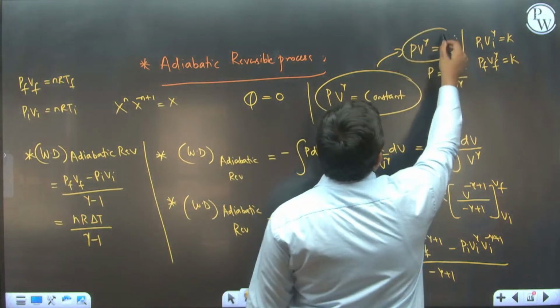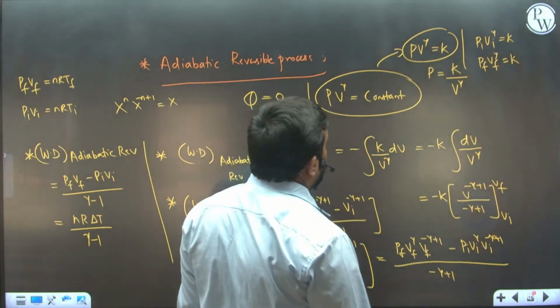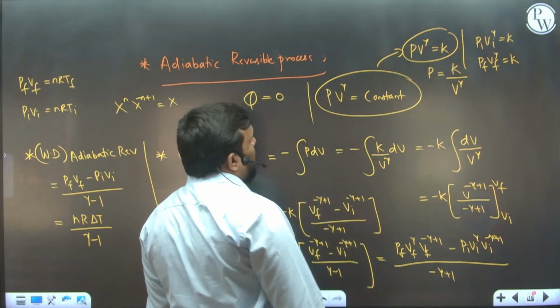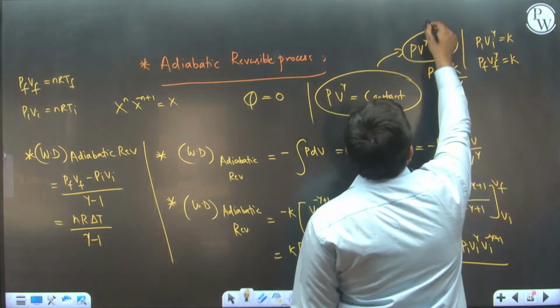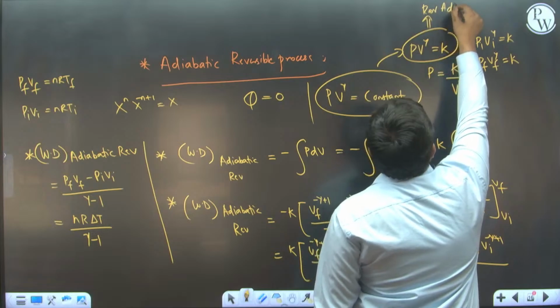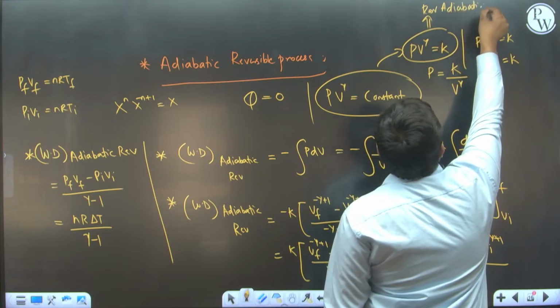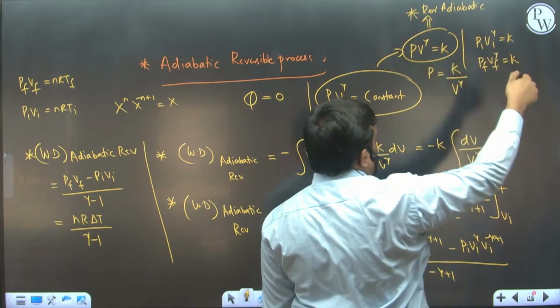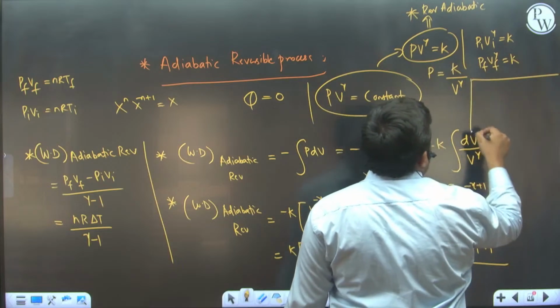And this is the equation we are following: PV power gamma is equal to K. PV power gamma is equal to constant. So this is only for the reversible adiabatic process. You have to remember, if it is irreversible you cannot apply this. Very important point I am telling over here.